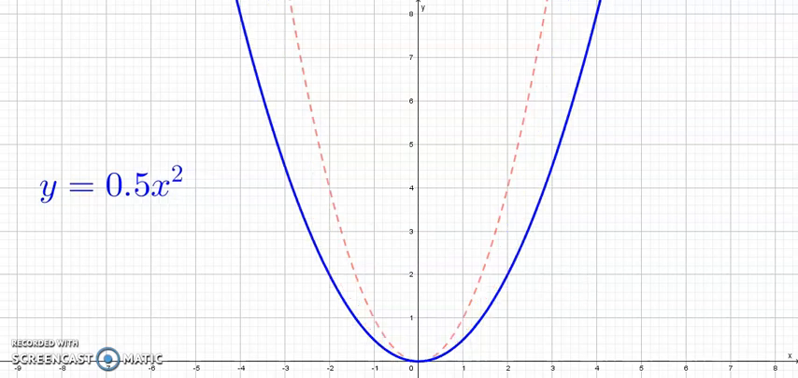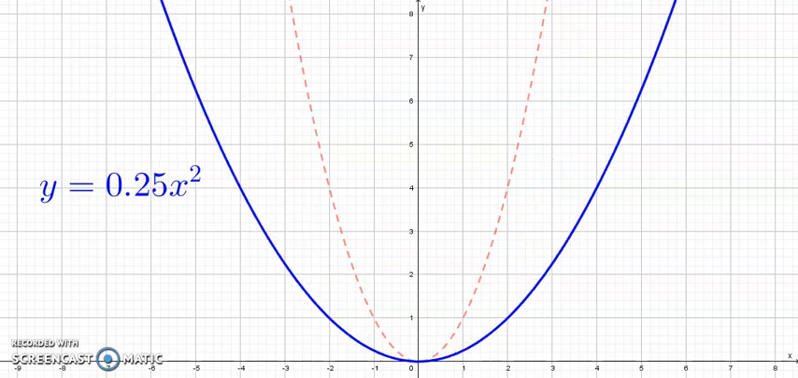And if you're to change that to a half, then it becomes even flatter because you're taking an even smaller portion of the original output. And if you make it 0.25 or a quarter, then it's even smaller. So where my output was originally 1, it's now all the way down here at a quarter. Where it was originally 4, it's now 1 because a quarter of 4 is 1.